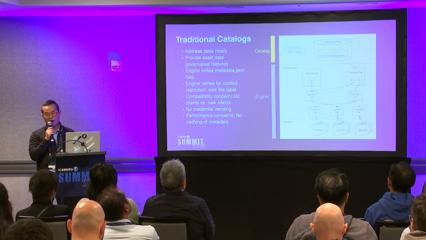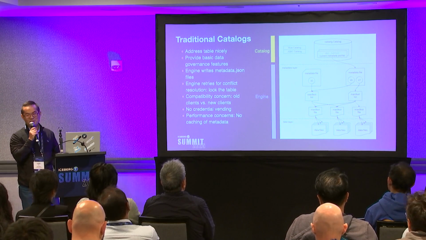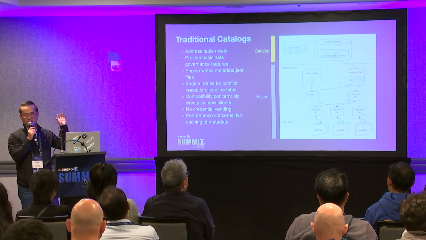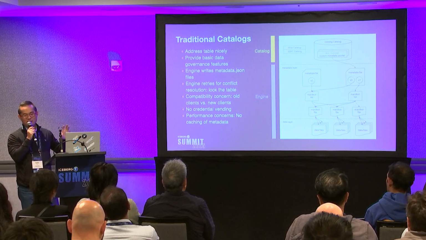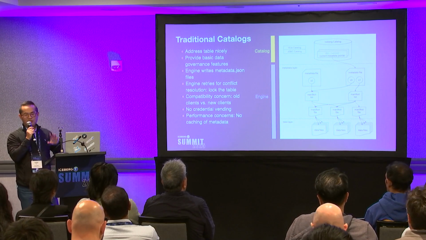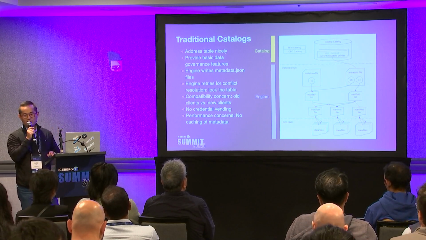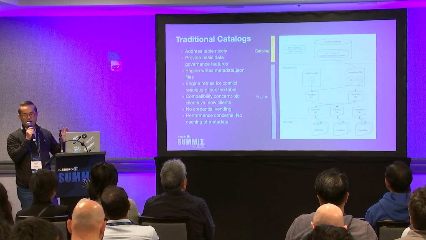Usually they have to lock the table. And that's what happens in the very beginning, when you see the table has been corrupted, because a lot of times when you lock the table, the lock itself can expire. And that's usually how a table is corrupted.